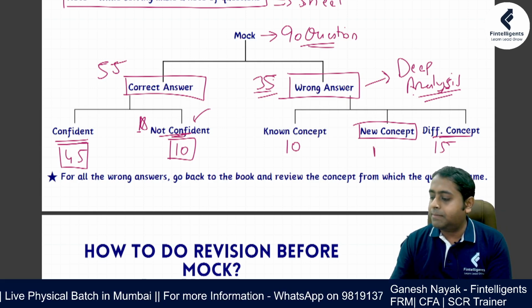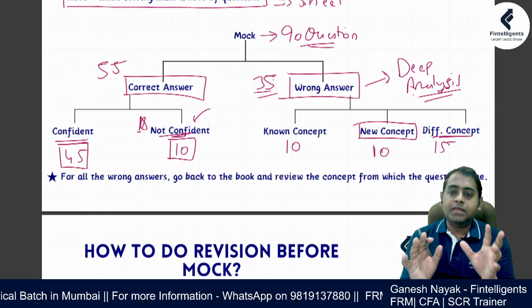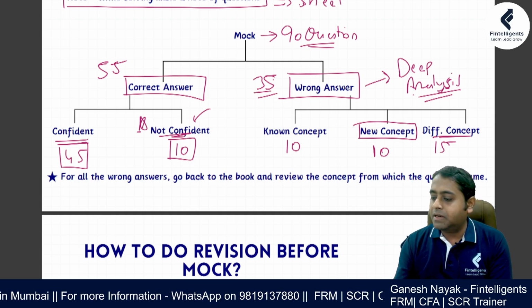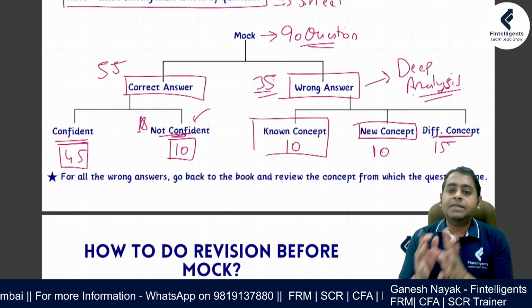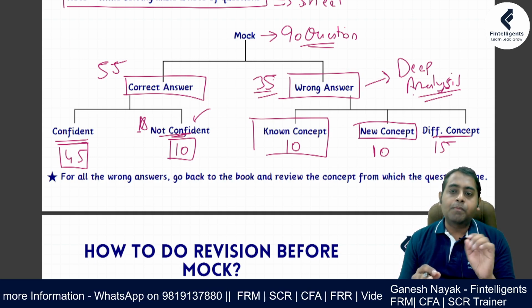Let's say there are 10 more questions. You just bifurcate them so that you have clarity on which bucket there is a problem in. For example, if your known concept number is big, then definitely you need to go and read the GARP book properly once again.